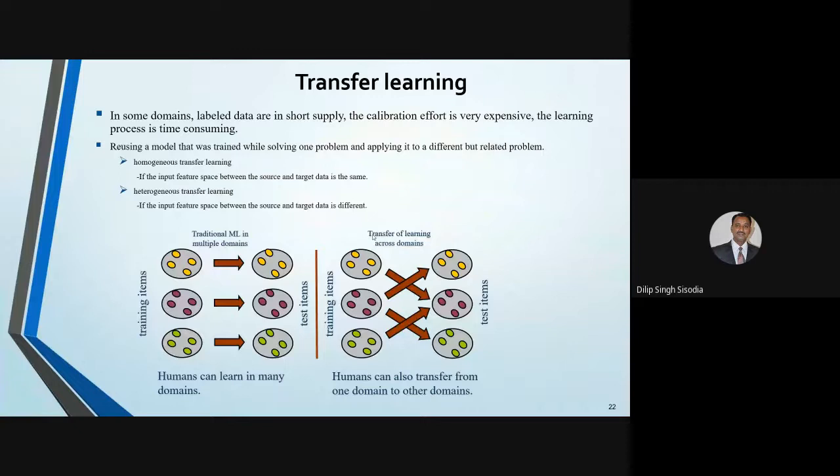So what we can do, if labeled data is available for another form of cancer, we can take help of that knowledge to detect this rare form of cancer. Means we are transferring the knowledge of one domain to another, although here the domain is similar. This transfer learning is of two types: homogeneous transfer learning and heterogeneous transfer learning.